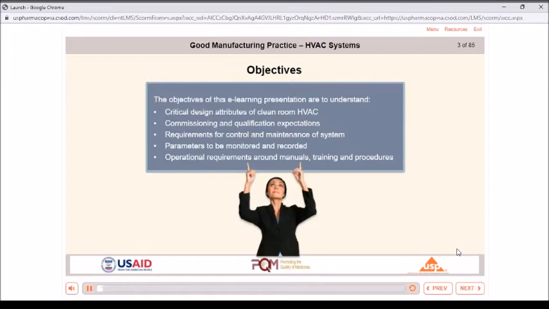Objectives. The objectives of this e-learning presentation are to understand critical design attributes of clean room HVAC, commissioning and qualification expectations, requirements for control and maintenance of the system, parameters to be monitored and recorded, and operational requirements around manuals, training, and procedures.